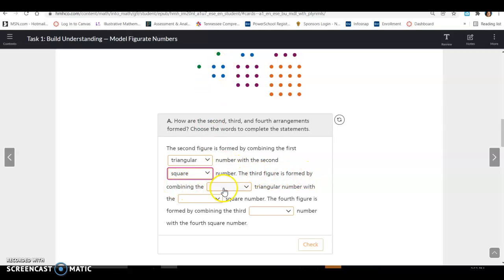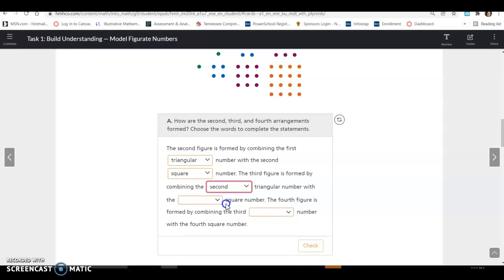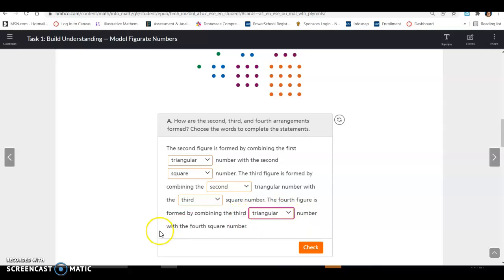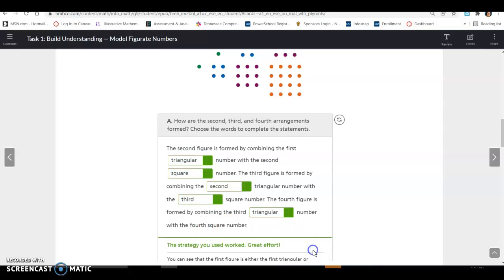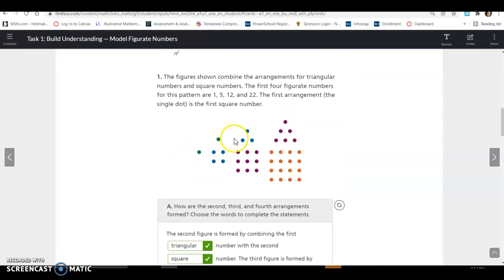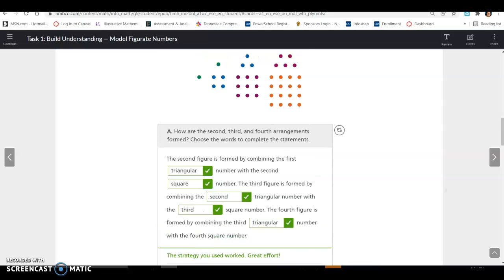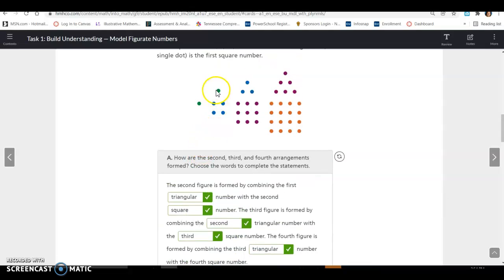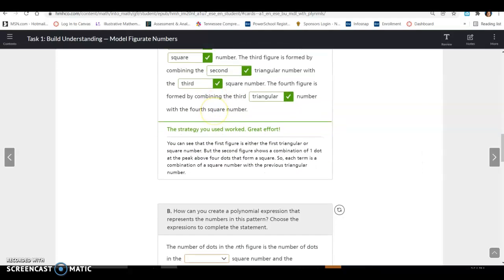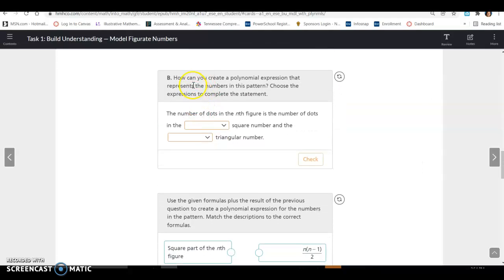The third figure is formed by combining the second triangular number with the third square number. The fourth figure is formed by combining the third triangular number and the fourth square number. So you can see that each one of these comes from the pattern above, but the triangle comes from the first term, and then this one comes from the second term. So that's a little bit different in how it's going to be written.